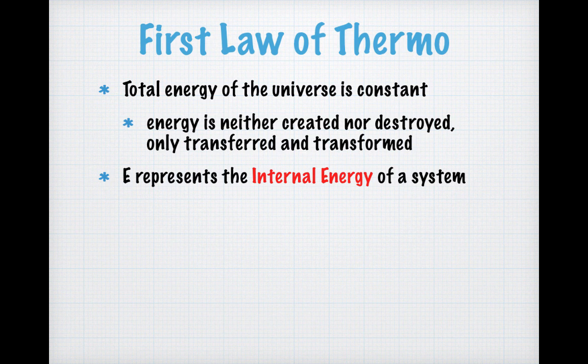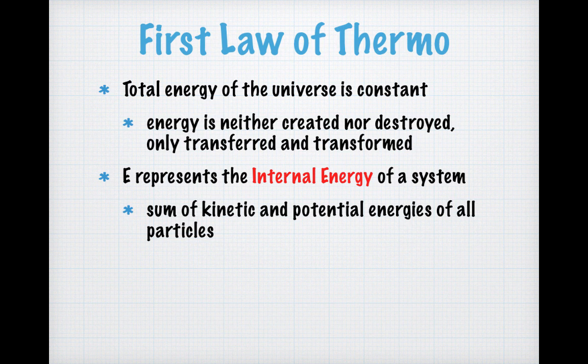Now, we use the symbol E to represent the internal energy of a system, and this is just the sum of all the kinetic and all the potential energies of all the particles in a particular system. This is not particularly easy to use or calculate. It's much more conceptual, something we need to think about conceptually as opposed to calculate.